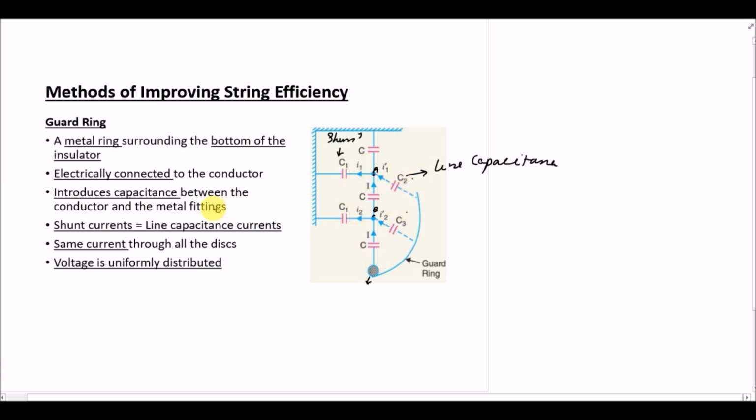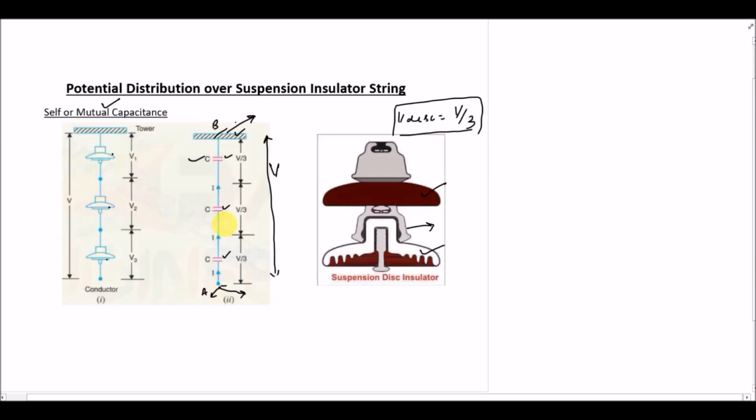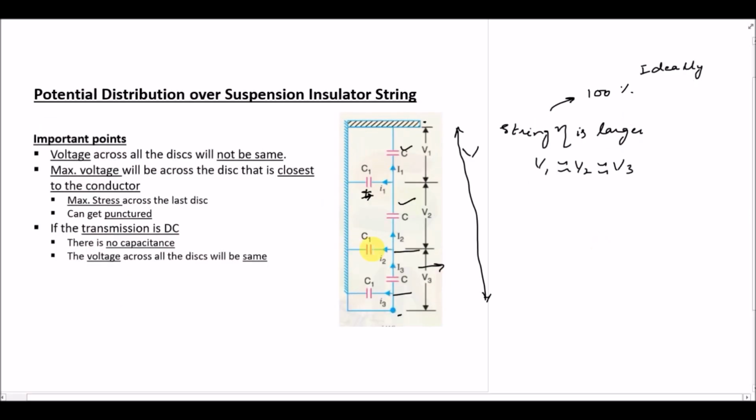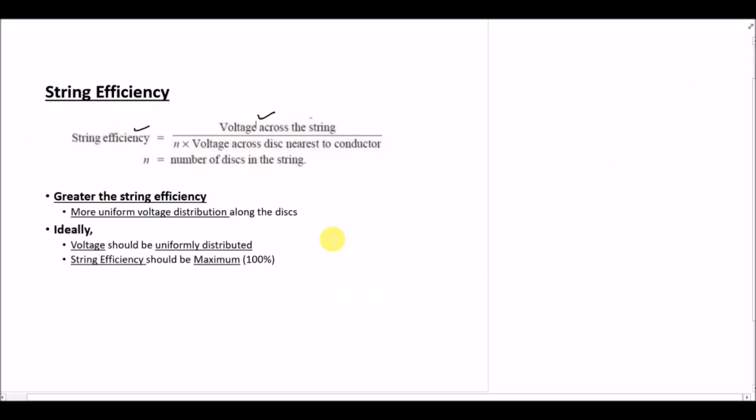So this is the third method for improving the string efficiency. We started from the brief introduction of the concepts of self and mutual capacitance. Then we talked about the shunt capacitance, which is between the metal fitting and the grounded tower. And after that we talked about the voltage distribution, and for the quantification of voltage distribution, we defined a term that is known as string efficiency that relates the voltage distribution among all the discs.